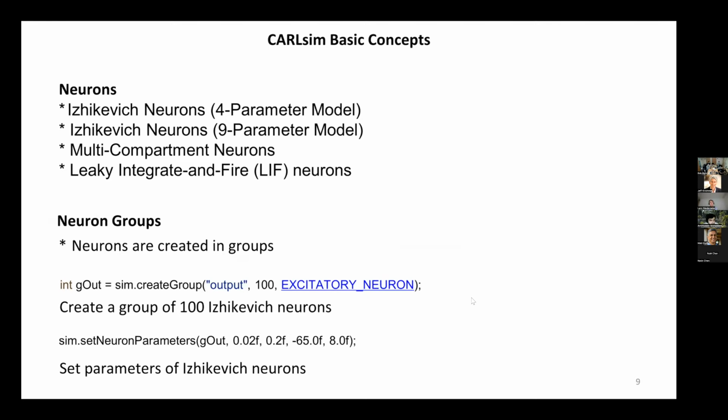And for the neurons, we have 4 types of neuron models: the 4-parameter Izhikevich, the 9-parameter one, multi-compartment neurons, and LIF neuron models. Notice that when we create the neurons, they are created in groups. For example, we have 2 commands here. The first command is going to create a group of, for example, 100 Izhikevich neurons. And once it's created, we can also set the parameters. For example, here, the default is a 4-parameter Izhikevich neuron, and we set up the parameters for this neuron model. And next slide.